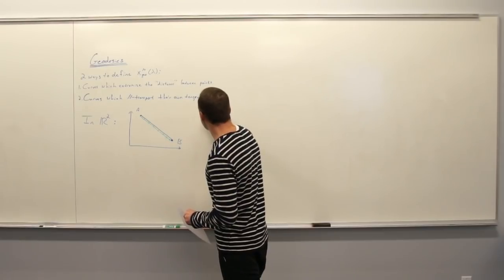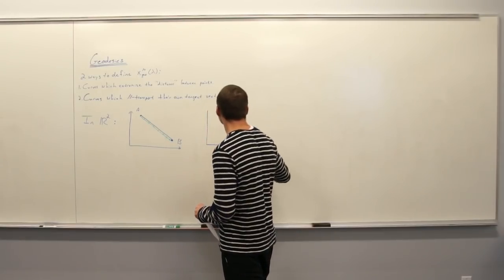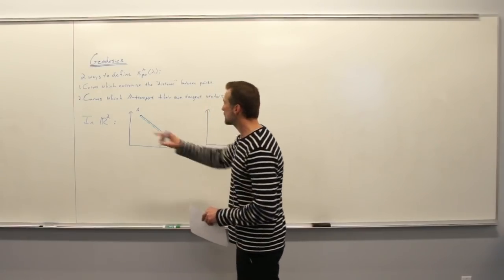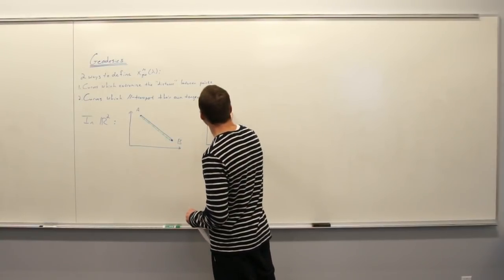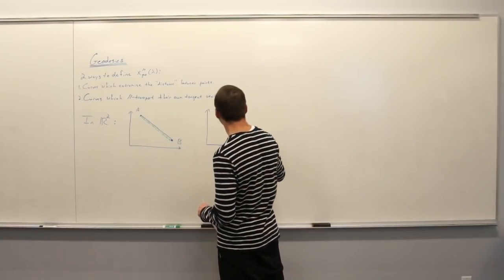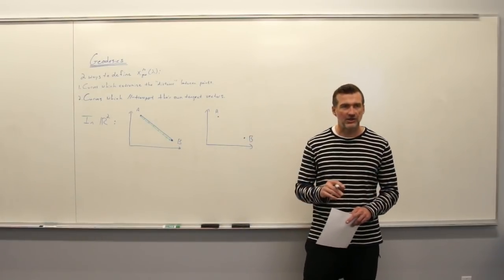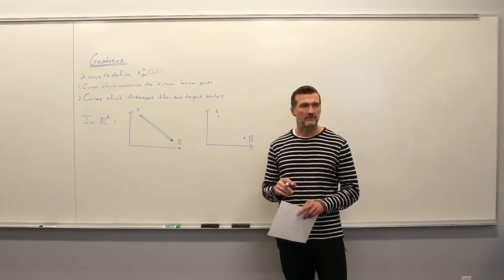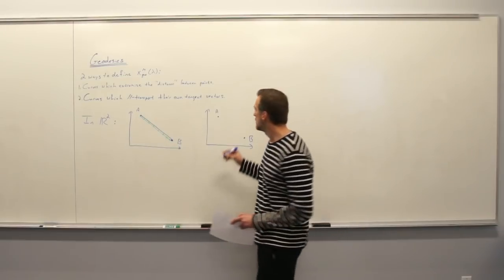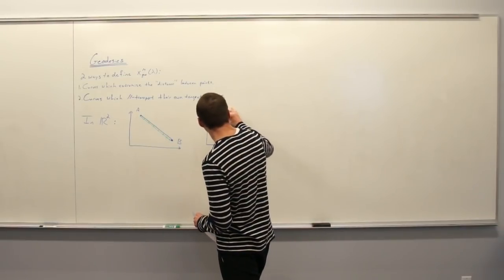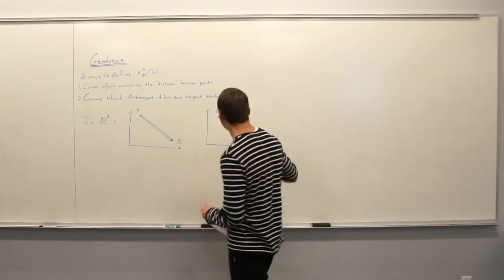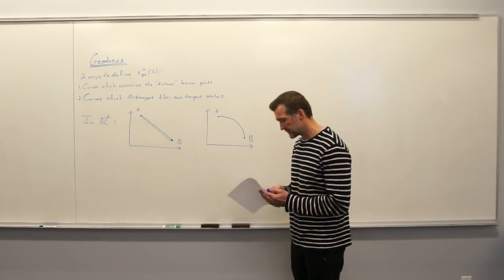So in the same space, so I'm still in R2, I'm going to pick a different path from A to B. Okay? I'm going to pick a non-geodesic path between A and B. So anything that's not a straight line. So I'll just do something simple like maybe an arc, like that. Okay?